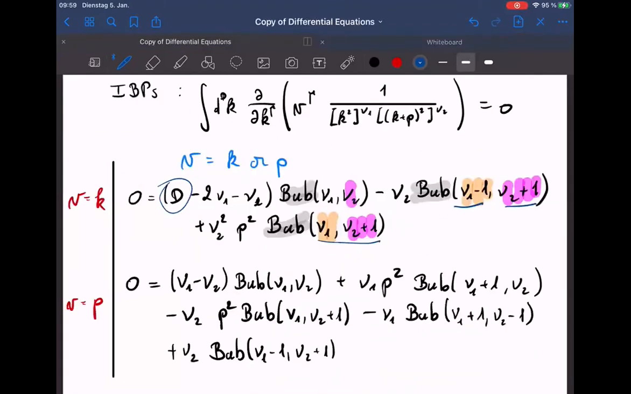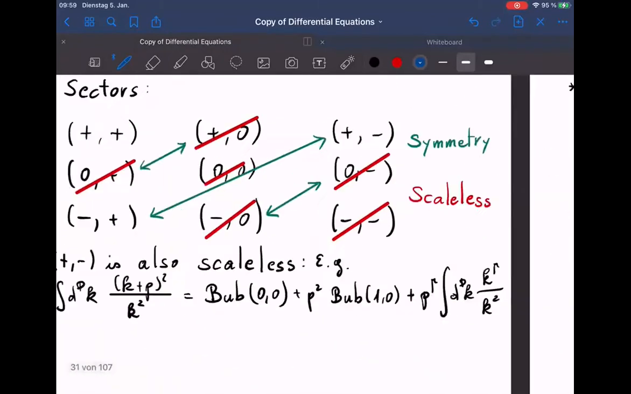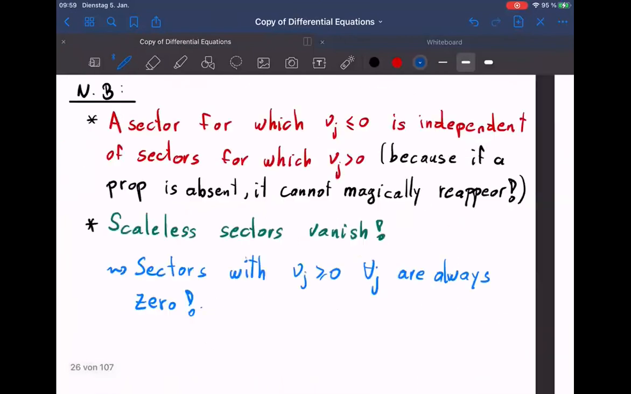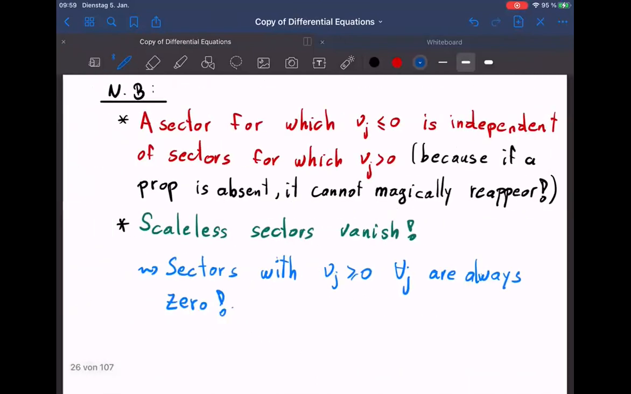Okay, so those are the IBPs. But let's go a bit back because I jumped over a couple of things. Namely, there was this notion of sectors. And one thing that I want to mention is what is shown in green here. It's an important thing. Sometimes summarized as: the scaleless sectors vanish.